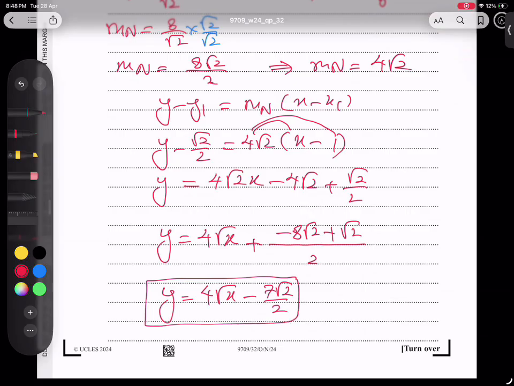And I think this root is missing. The root is missed, basically. So 4 root 2 x. 4 root 2 x. I hope so. The concept of the question is completely clear.